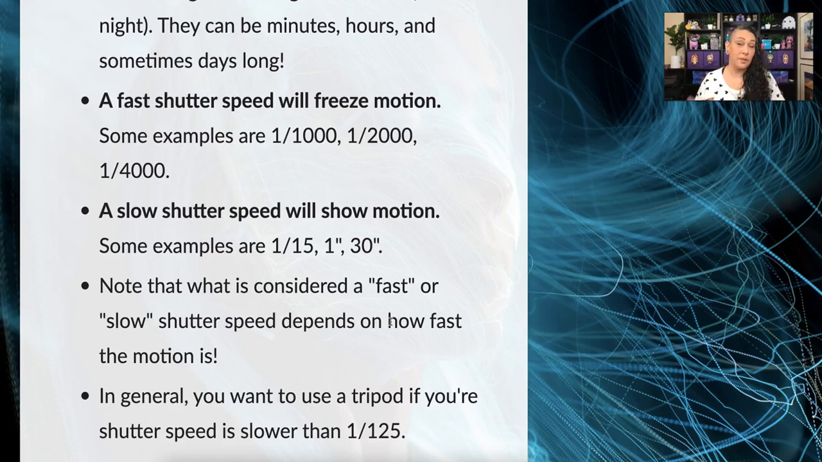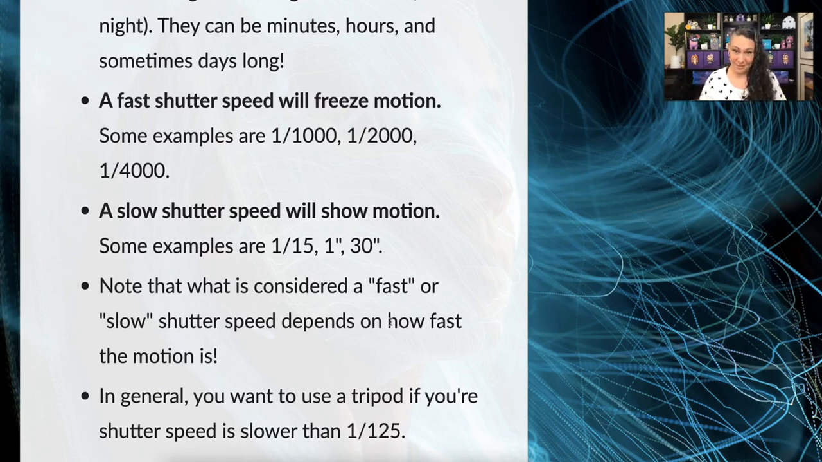Something that's really important to understand is that what's considered slow and fast relates to how fast or slow the motion of your subject is. If I'm at a NASCAR race and I try to take a photo of the cars going by, I might need to be at 1/4000th of a second to freeze it, right? But if I was photographing a cat slowly walking, I would definitely not need 1/4000th of a second to freeze it in motion.